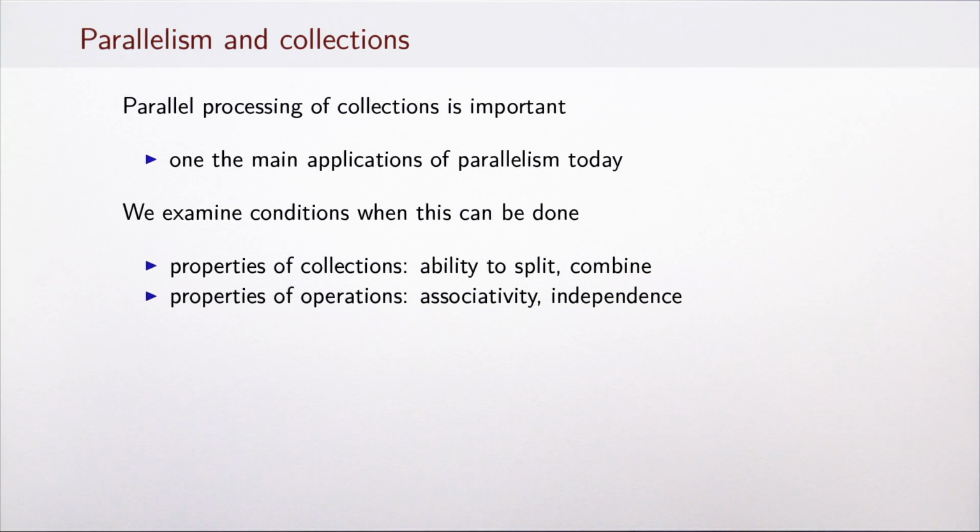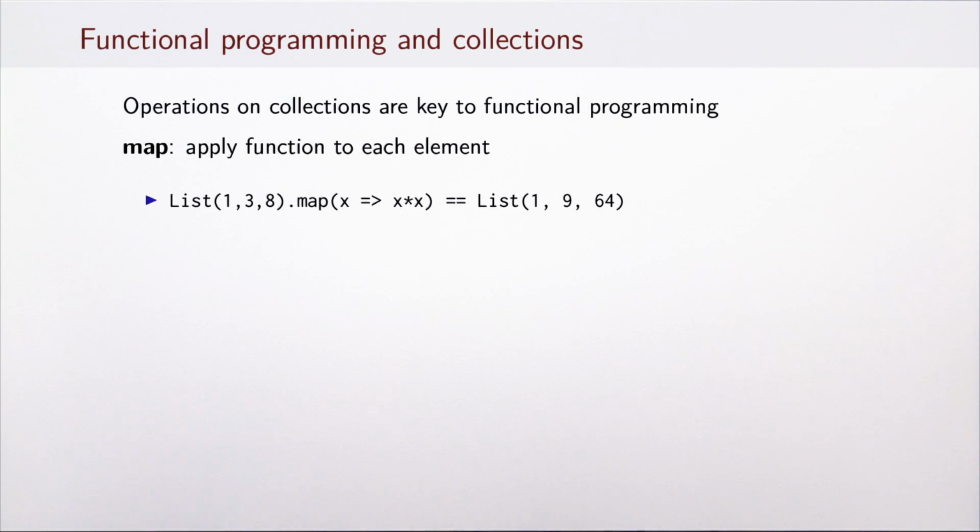And also, we need to pay attention to the properties of operations that we wish to perform on the elements of the collection. Examples are associativity or independence of operations in case they are performing side effects. Operations on collections are in fact key to functional programming even in the sequential case. Here are some of the common operations on collections.